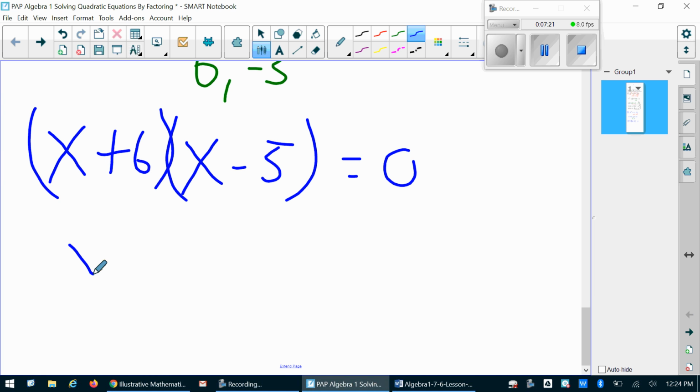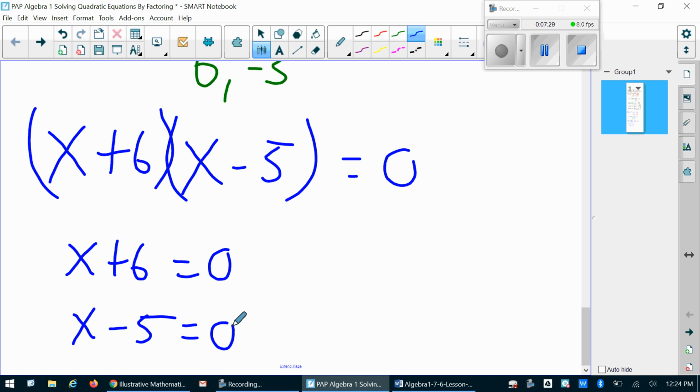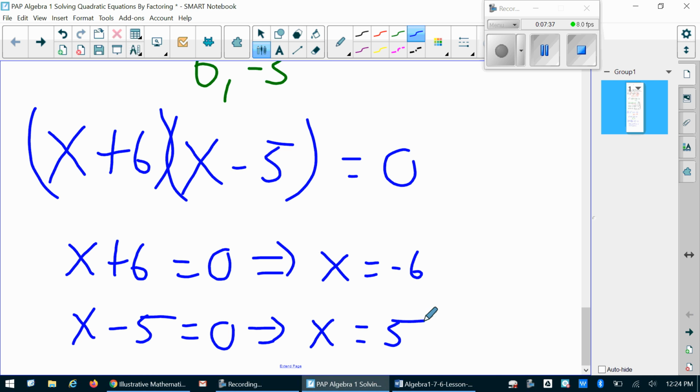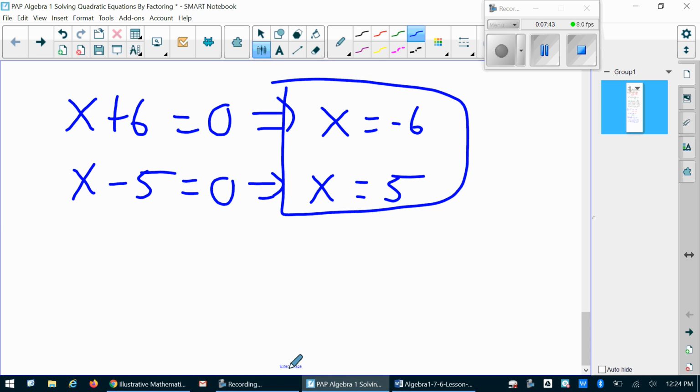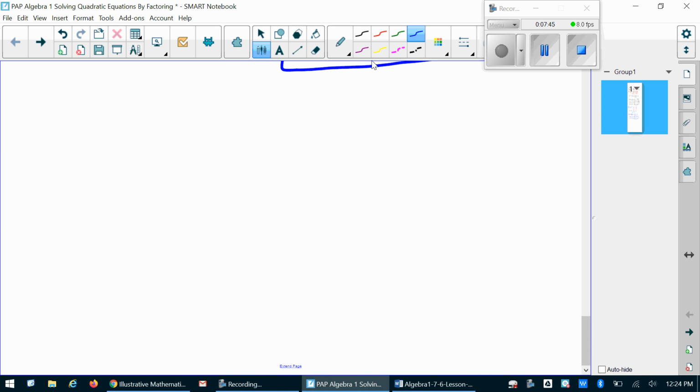I set both pieces equal to 0 on their own. This isn't required, but if it helps you, this is called the zero product property. And I get x equals -6, and I get x equals +5 as my solutions. All right. So two pretty basic examples there. These next two are going to be a little bit more challenging.